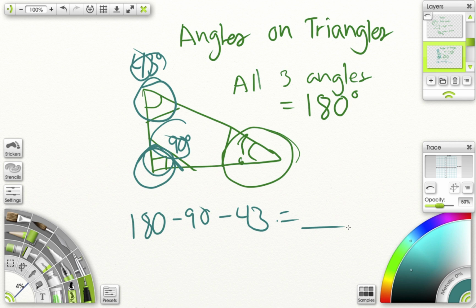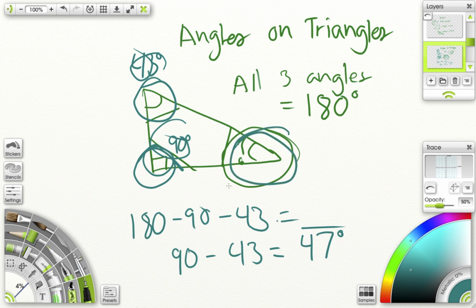So I have 180 minus 90. 180 minus 90 equals 90. 90 minus 43 equals 47.